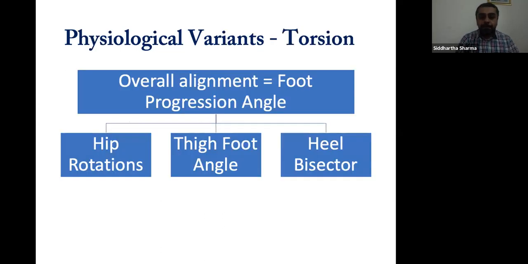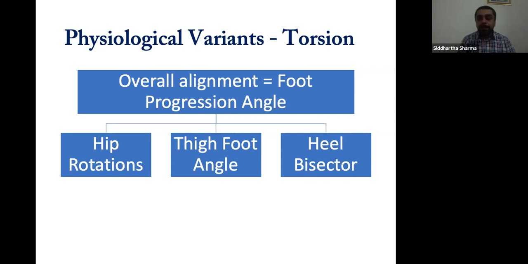So like you have variations in the frontal plane, you can also have variations in the axial plane or the torsional plane. Now, many toddlers will come with in-toeing gait. This does not necessarily mean that this is pathological. And how do you evaluate torsion?